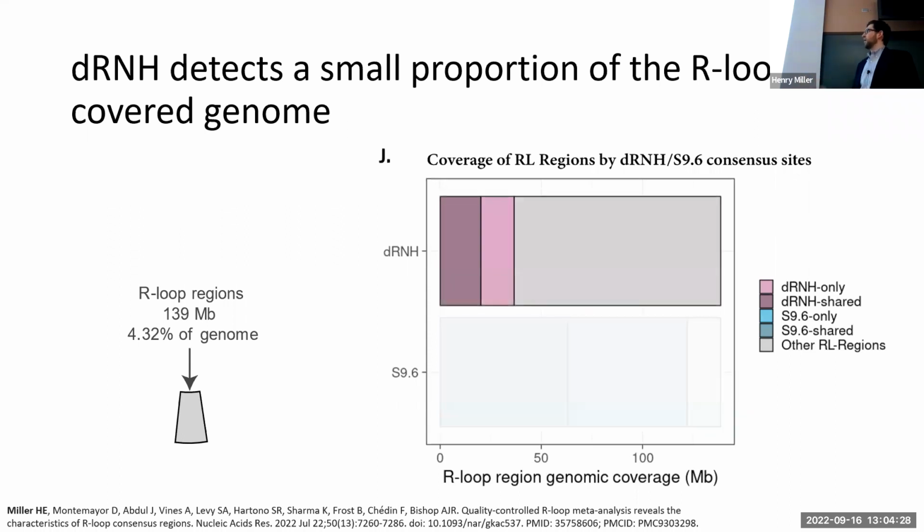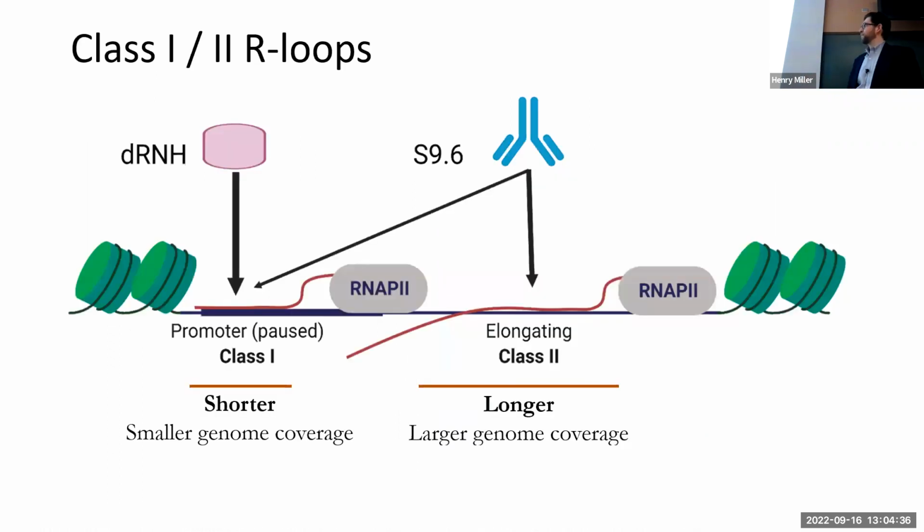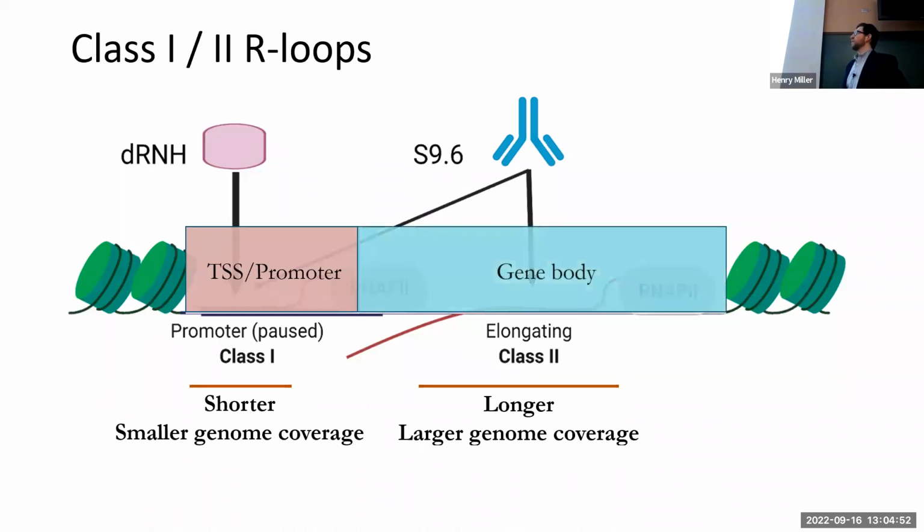Looking at dRNH now, we can see that just side by side, it clearly covers a much smaller proportion of the total genome. Okay. So the next facet that I wanted to look at is the idea that these class 1 R-loops are associated with particular transcript features, such as the transcription start site and promoter proximal regions of the genes, whereas class 2 R-loops should be associated with gene body features.